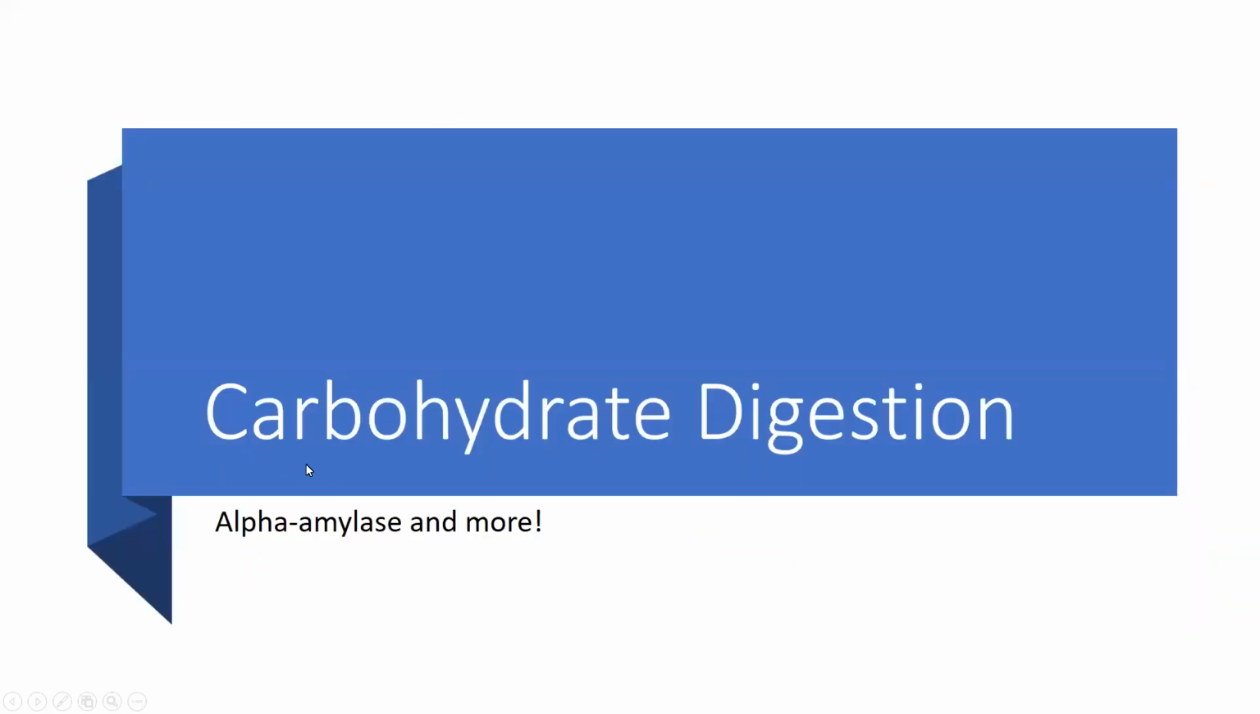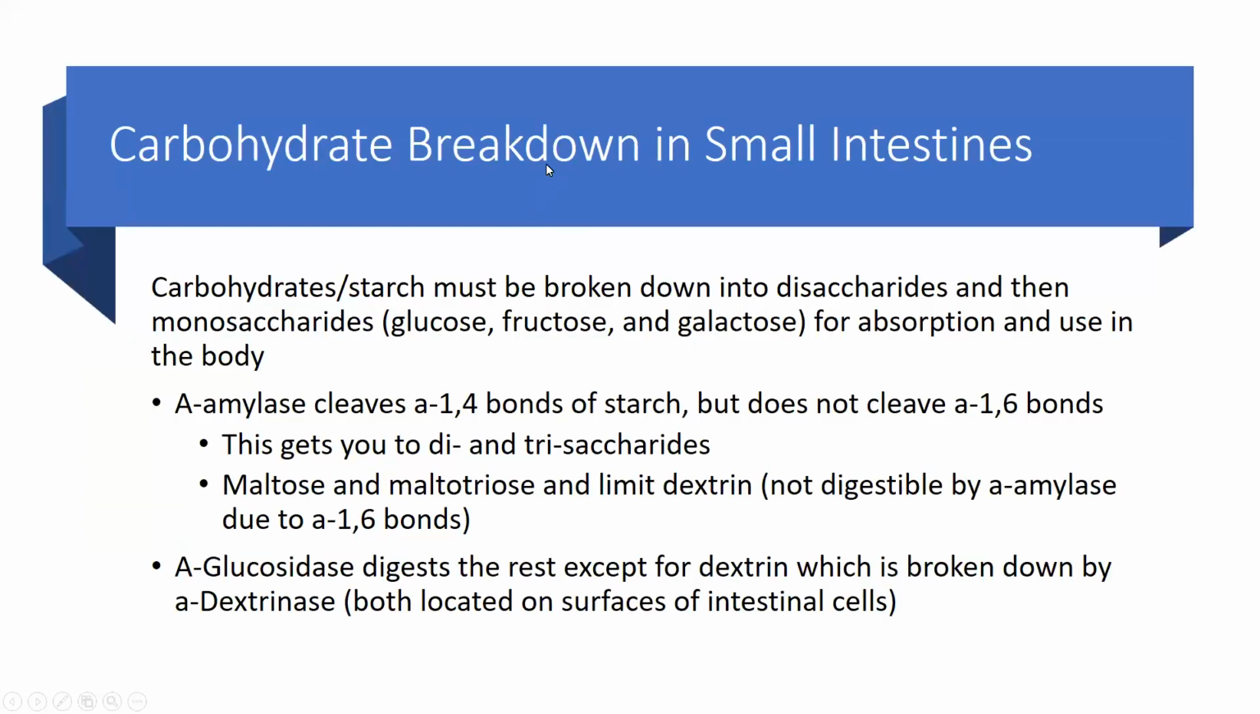Carbohydrate digestion, alpha amylase and more. So we talked about carbohydrates getting into the stomach using alpha amylase initially in saliva. Once it gets into the stomach, our stomach is doing that churning process, but it doesn't hit amylase again until it gets to the pancreas and the small intestine. For carbohydrates, the goal is to get them down to disaccharides and monosaccharides, glucose, fructose, and galactose, so that we can absorb them and use them in the body.